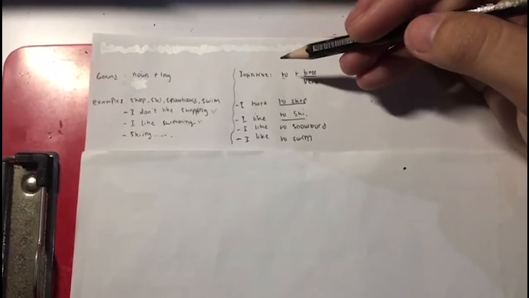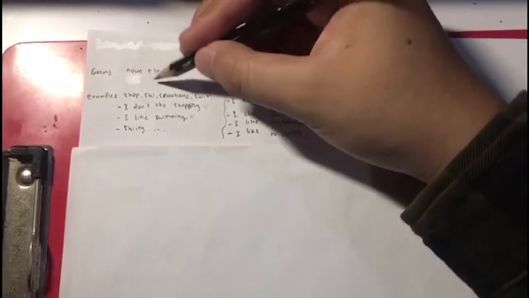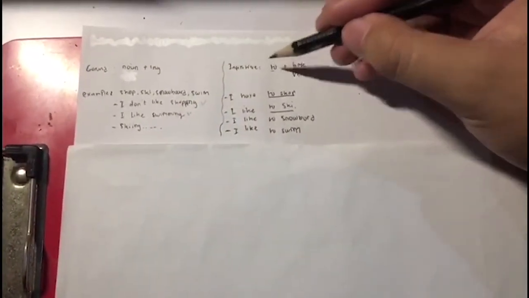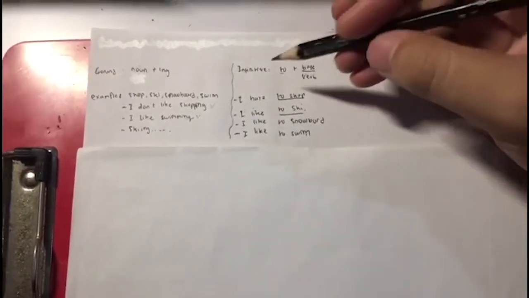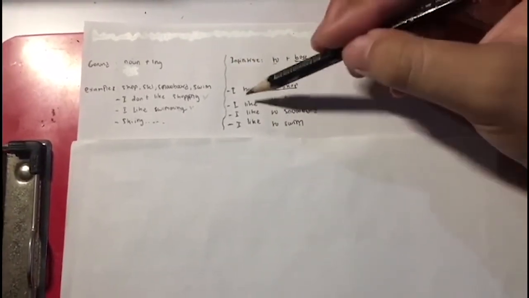Now, what's the difference between gerunds and infinitives? If gerund is a noun plus verb ing, infinitive is to plus base verb. For example, I hate to shop. I like to ski. I like to snowboard. I like to swim.